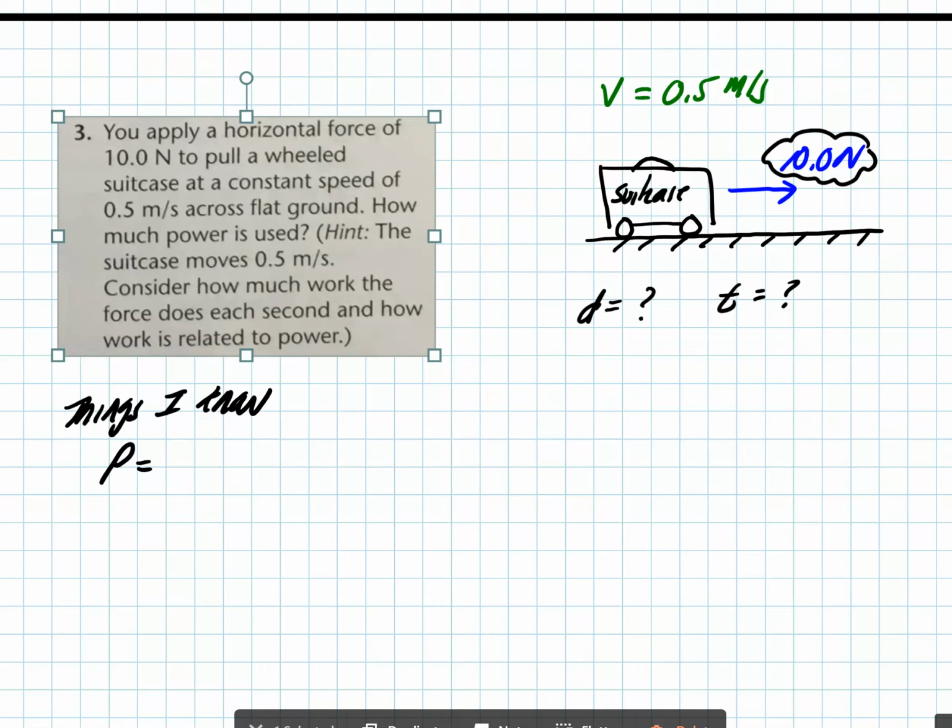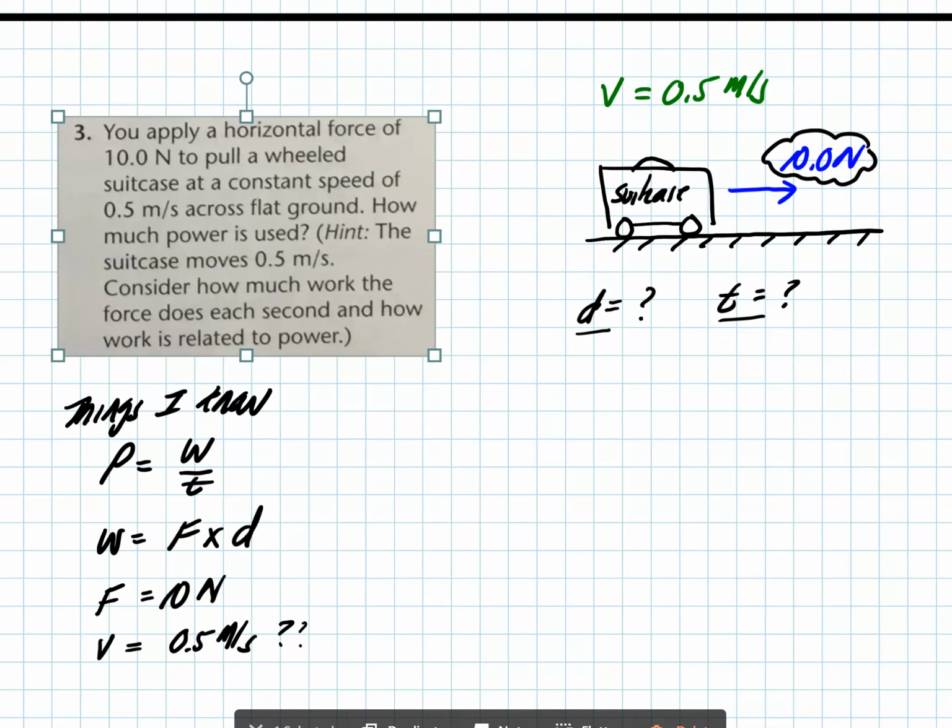that power is work divided by time. And I know that work is force times distance. And I'm told that the force here is 10 newtons. But I'm not told distance and time like in the other problems, but I'm told velocity is 0.5 meters per second. Now, what can we do with this? And here's a good time to look at the hint.